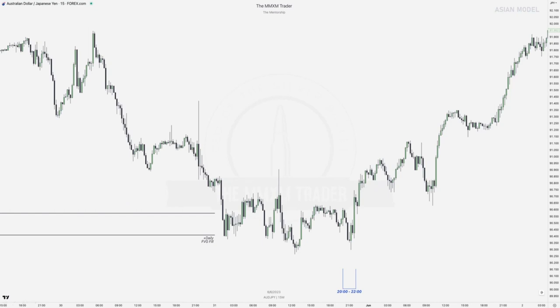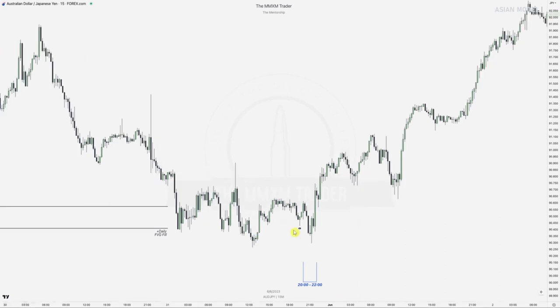Then again, we dive into the 15-minute time frame, right? We want to wait for that 15-minute stop hunt inside our kill zone time, 8 p.m. to 10 p.m. Your eye should go immediately down here, right? We wait for that 15-minute stop hunt. It happens over here. And once you see that and price starts to break up higher, we dive into a lower time frame for our entry model.